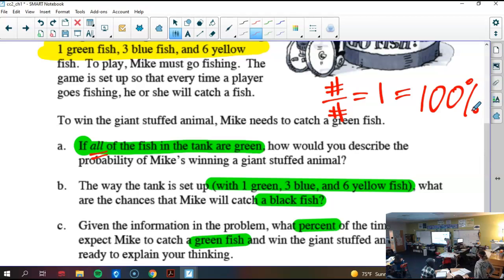Eli, what about B? Eli's not here. I thought I saw him earlier. I hope he's not in the wrong place. John, what about B?